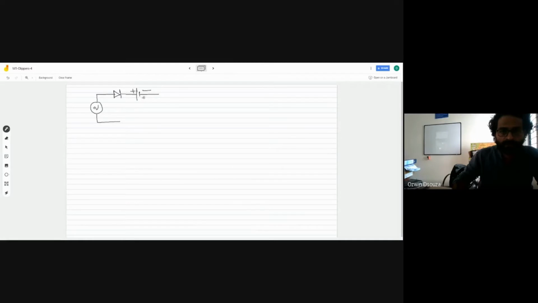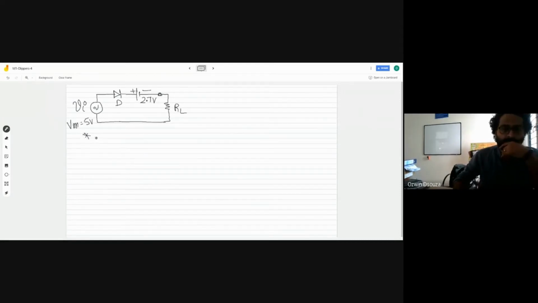Plus minus. What is the overall potential? 2.7 volts. And this is your load resistor RL. Vi with a maximum value of 5 volts. So this is your ideal diode D. Now you go for the analysis.